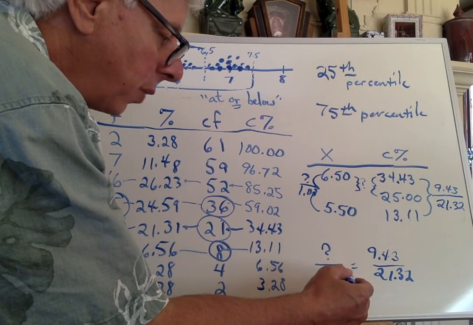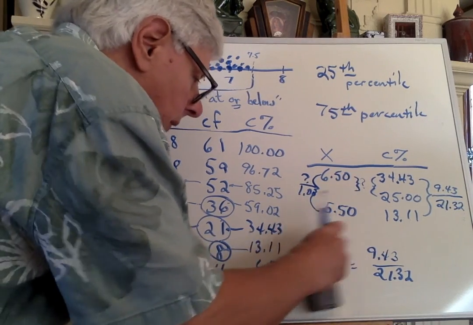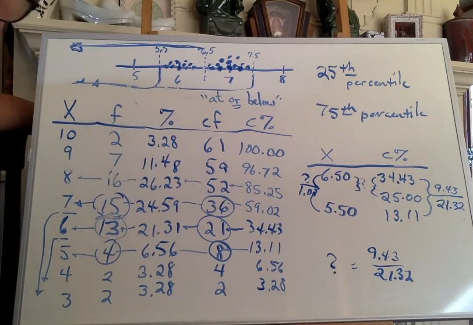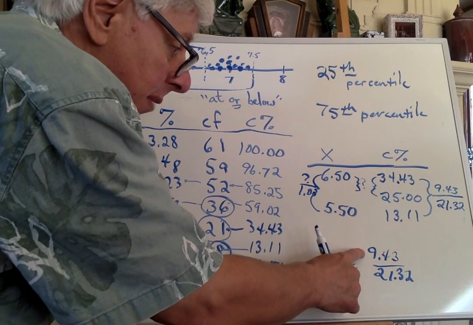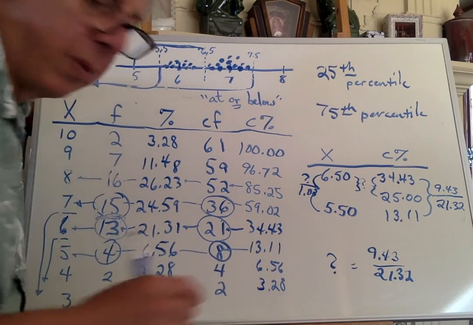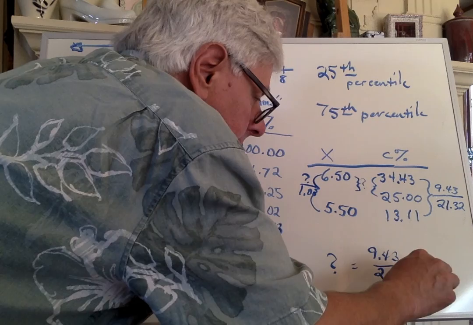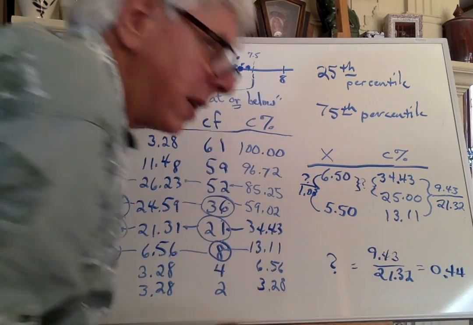This fraction, I want equal to this fraction. I know a little factoid here. Anything over 1 is itself. So this becomes the question mark. I'm going to do the math here. This says divide 9.43 by 21.32. So that's 0.44. Which seems right to me.